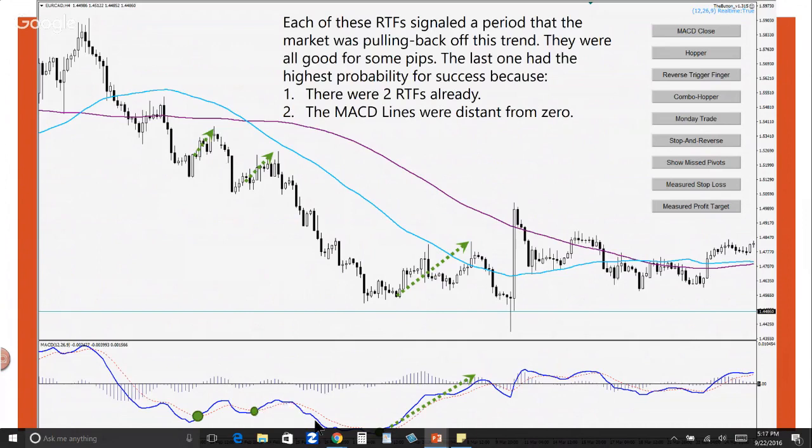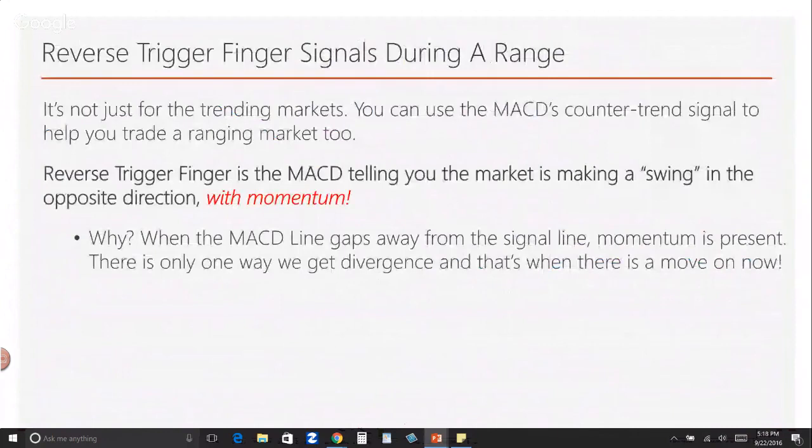We know that that increases the chances that the next one's going to take hold. And not only that, but the MACD lines were distant from the zero line, and that is a good sign for a reverse trigger finger that's ready to pull back with some good momentum there for you. Reverse trigger finger signals during a range.